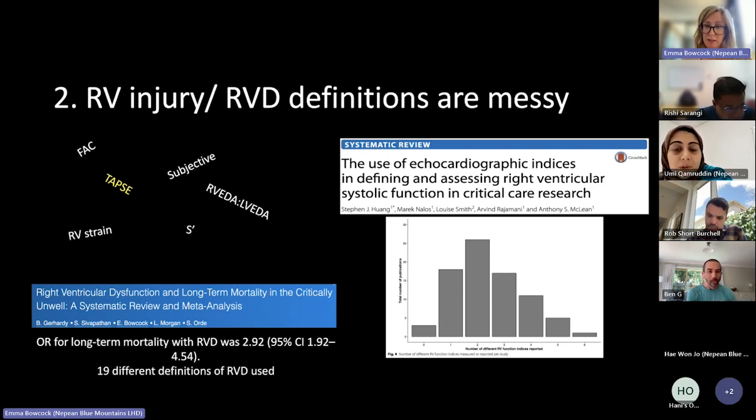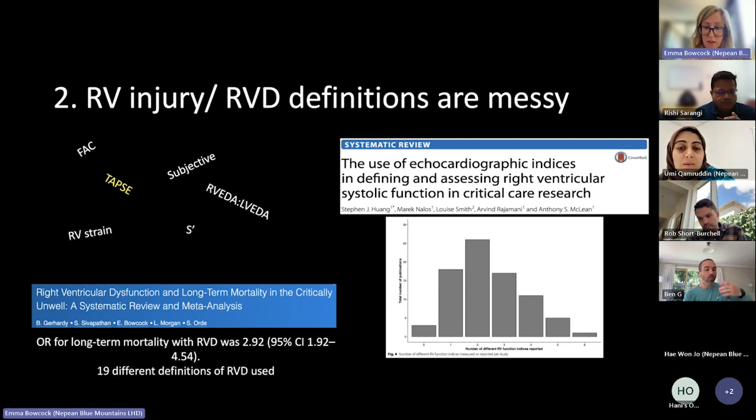And it's not only this systematic review, there are more, with definitions in the teens of how RV dysfunction has been defined in those studies. So it is a big heterogeneous hodgepodge of definitions. But I think we, in some ways, just have to live with that and enjoy the grey zone, the messiness a little bit. Maybe it keeps it fun and entertaining.